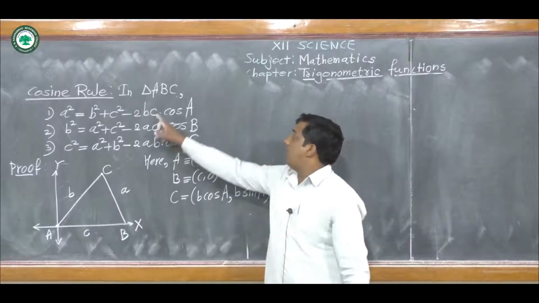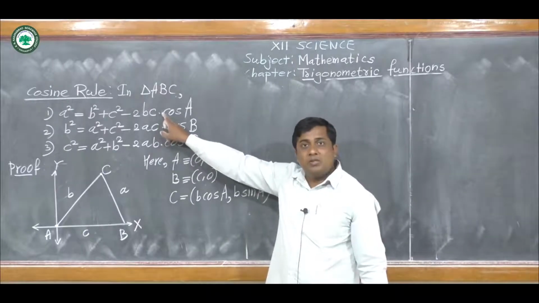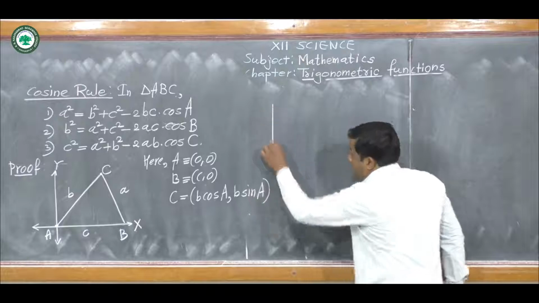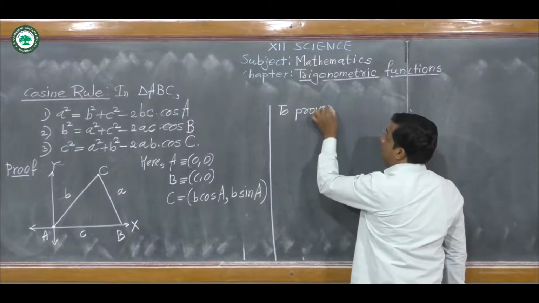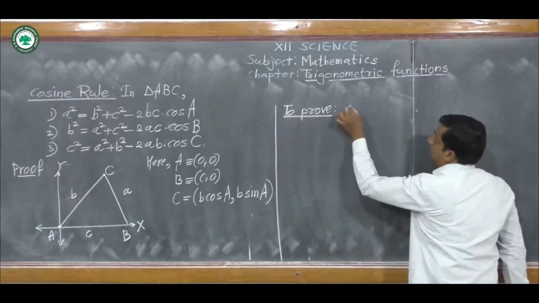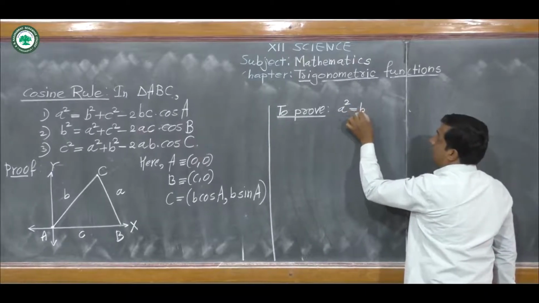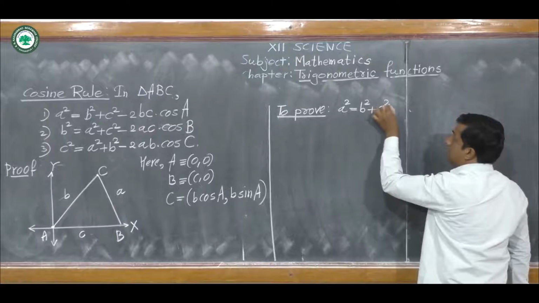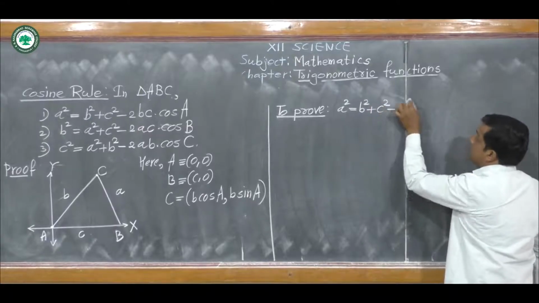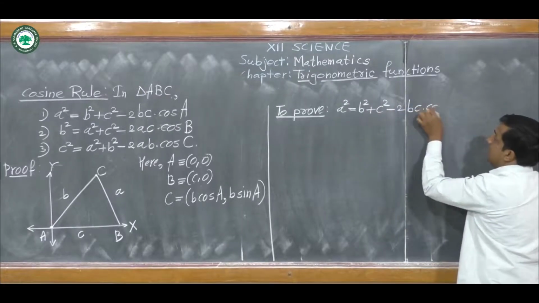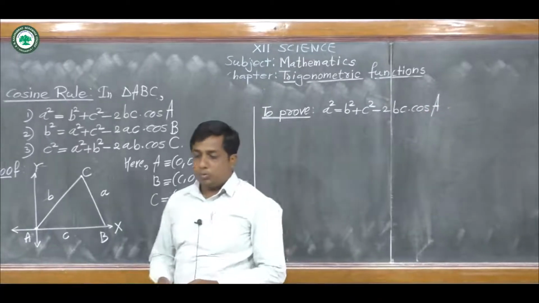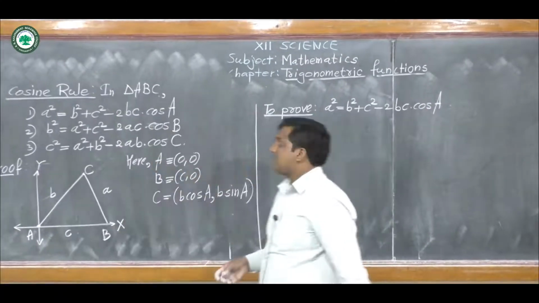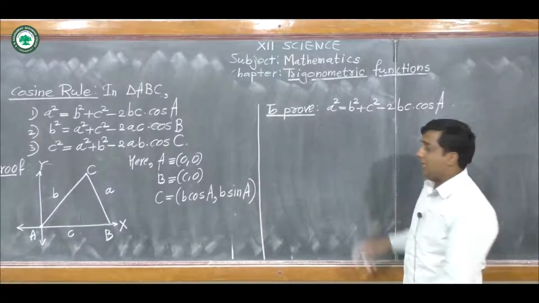Let's prove the first one. To prove that a square is equal to b square plus c square minus 2bc cos A, we have to prove this relation. Let us consider the LHS of the given relation.